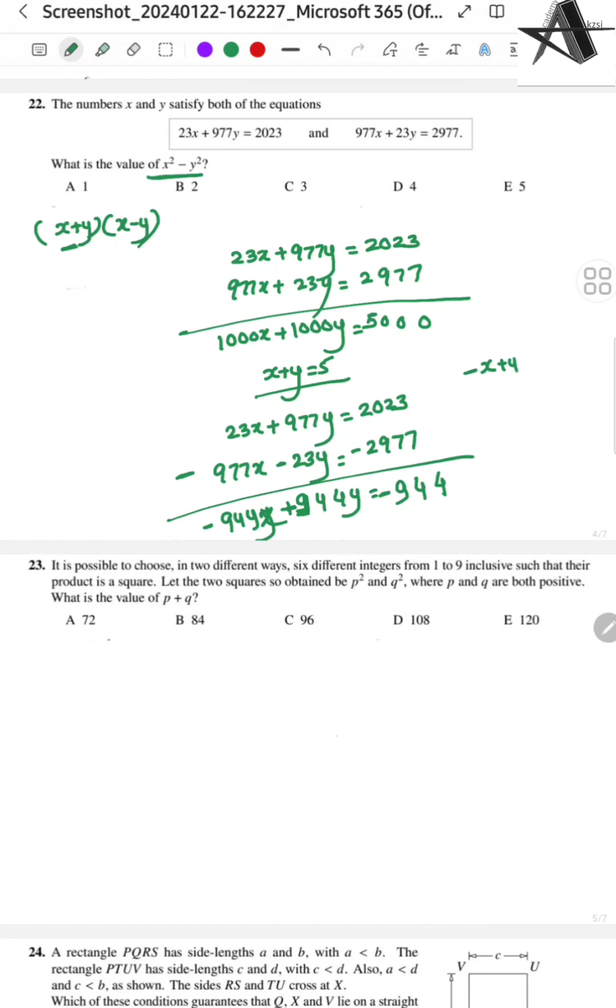Minus x plus y equals negative 1, or subtract both the sides by negative 1. X minus y is 1. So x plus y is 5. X minus y is 1. So 5 times 1 is 5, which is E. So our final answer is E.